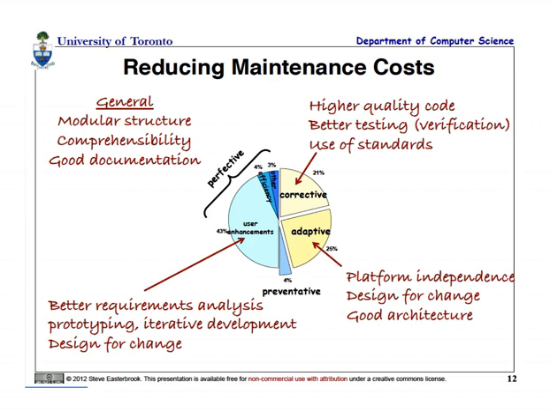So how do we reduce these costs? Let's map solutions to the maintenance types we saw earlier. To reduce corrective costs, we need higher quality code and better testing.